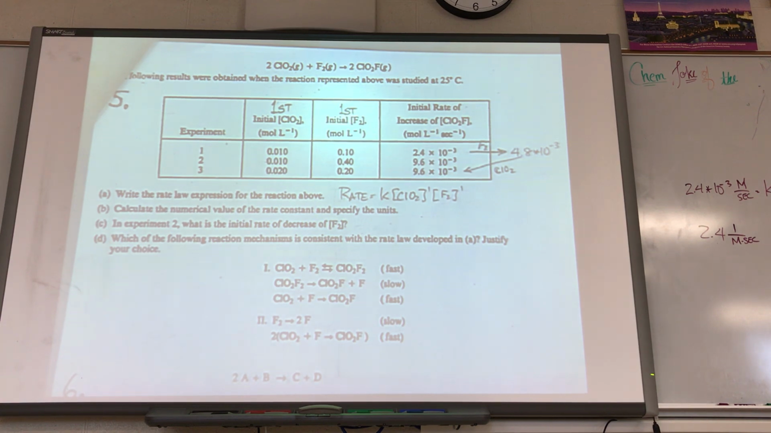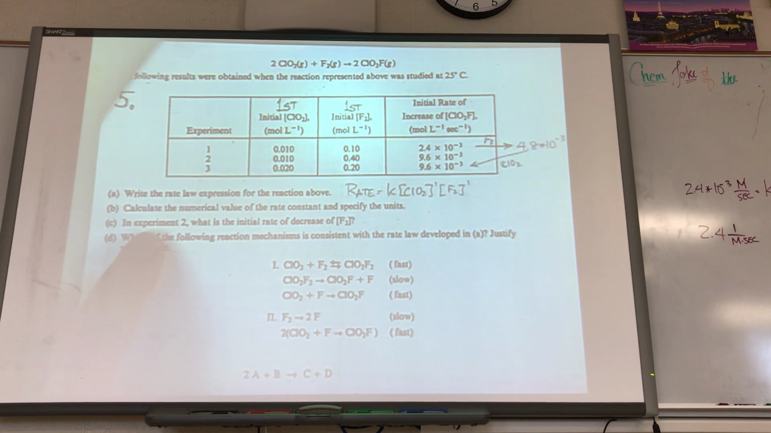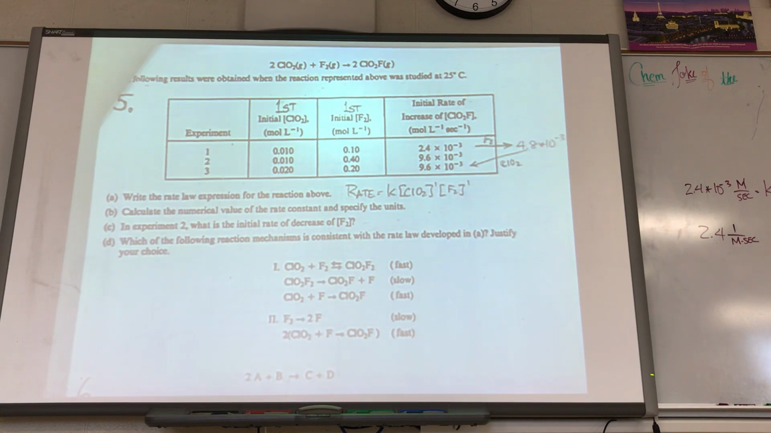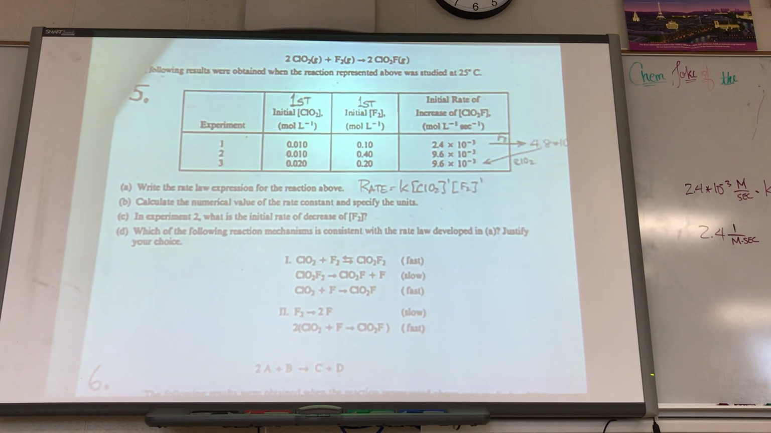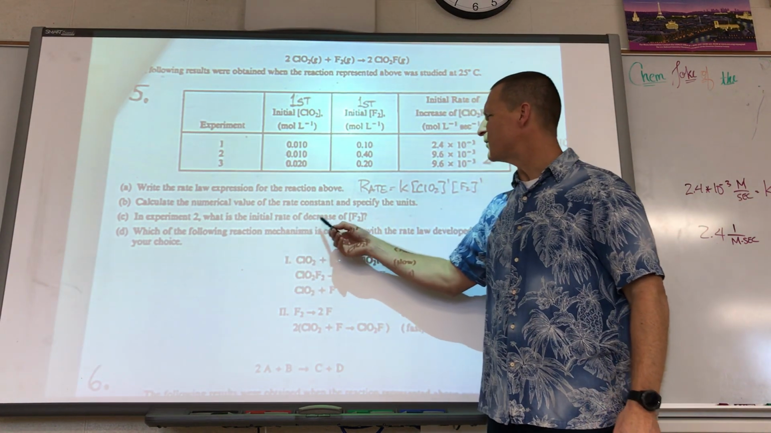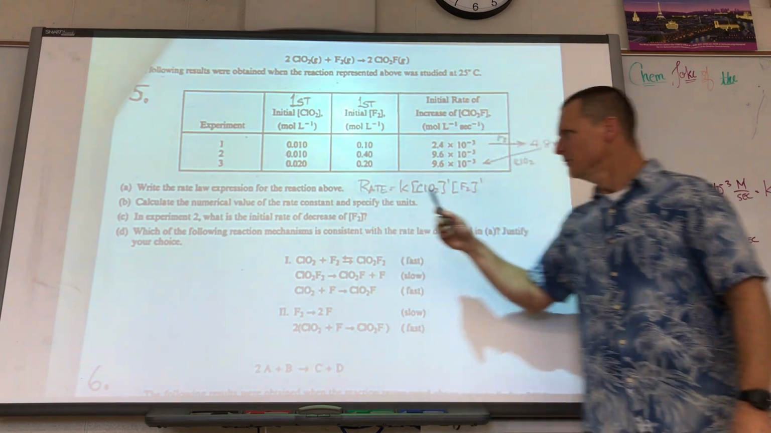Now in part C, C is like the questions that I just skipped over in the last 2 examples where they're asking us for one of the rates. Take a look at C. In experiment 2, what is the initial rate of decrease of F2? How do we answer that? We're given the concentration of F2.